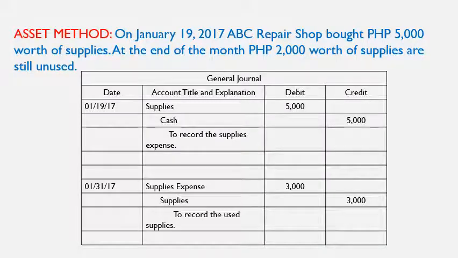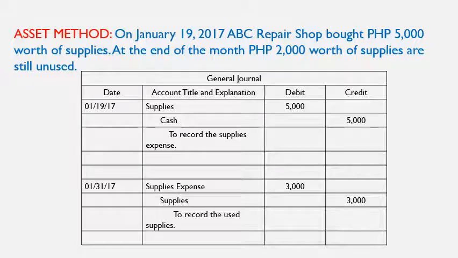Okay? So your adjusting entry here will be debit supplies expense, 3,000, because you have already used it. Okay? And then credit supplies, 3,000. Take note, in the asset method, you will record the amount used, how much was used.